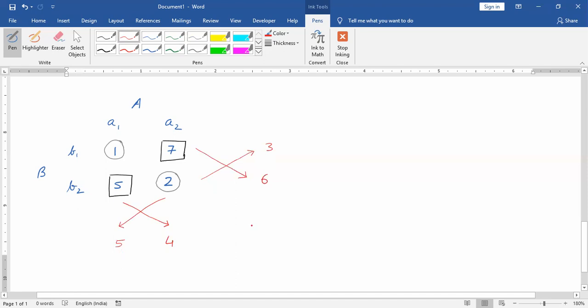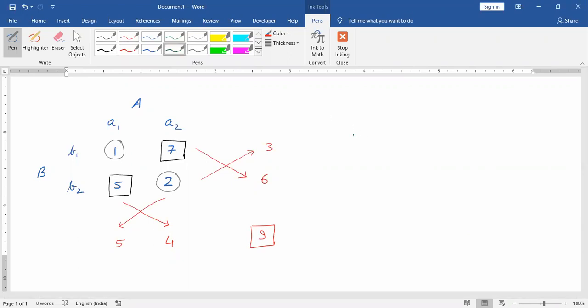Just see the total value of difference. 3 plus 6 is 9 and 5 plus 4 is also 9. That means our calculation is perfect. If the total of differences is not equal row wise as well as column wise, that means we made some mistake. And what I told you, how will you calculate the value of game?